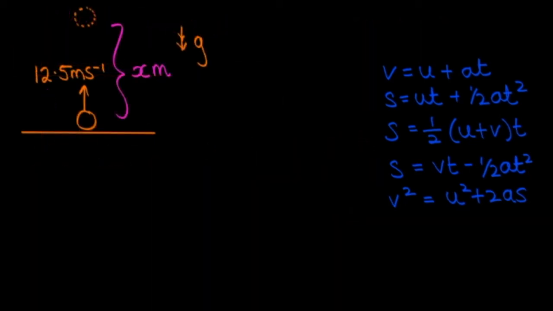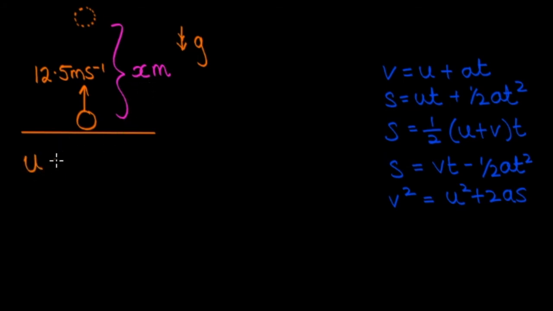For our last example, we have a particle being projected vertically upwards with a velocity of 12.5 meters per second, taking up to be the positive direction, and the force of gravity is going to cause the particle to accelerate towards the ground at 9.8 meters per second squared. And we have to find the maximum height reached by the particle. So let's start by jotting down what we know.